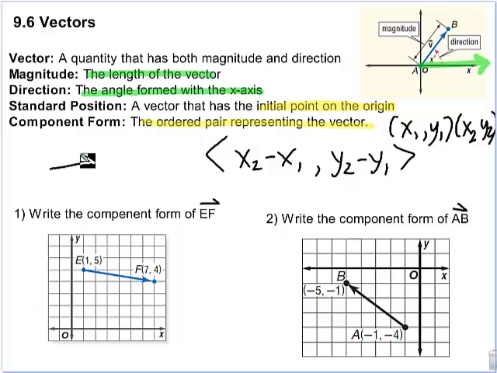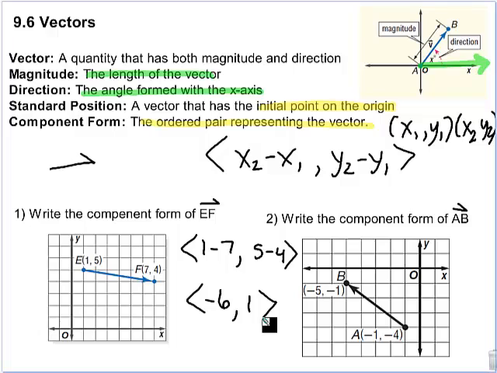So for the first 2 examples from these graphs, we want to write the component form. What we have to do is always make sure that we are starting with the first value. So if we want to go from E to F, we have to start with E and go to F for the vector. So when I do my change of x's, I have to start with my value at E and go to my value at F. So I would do 1 minus 7 for my x's, and then my y's would be 5 minus 4. Well, what's 1 minus 7? Negative 6. And 5 minus 4 is 1. So the component form for this vector EF is negative 6, 1. Okay?